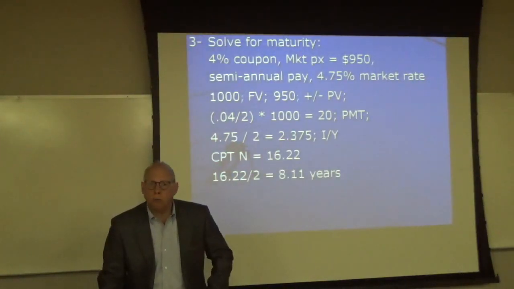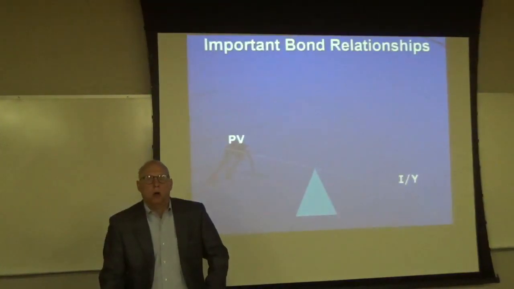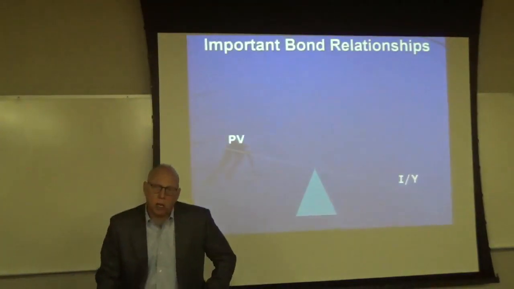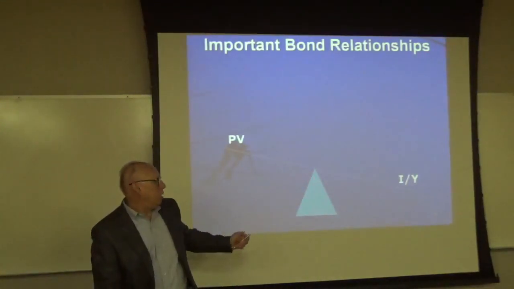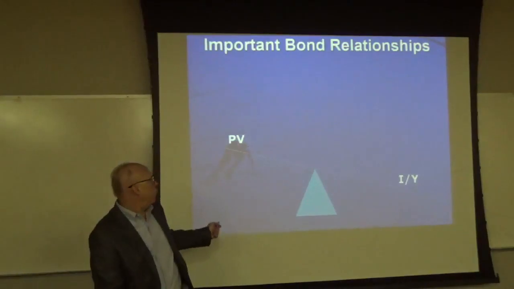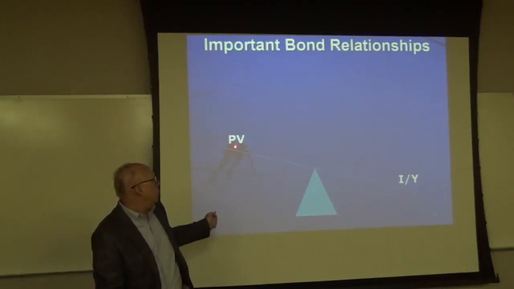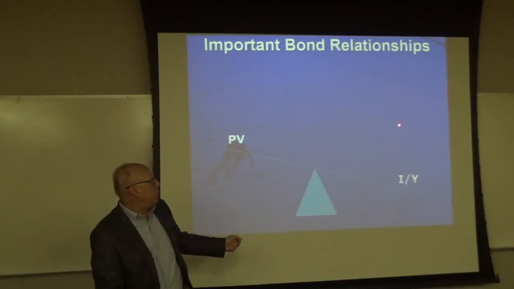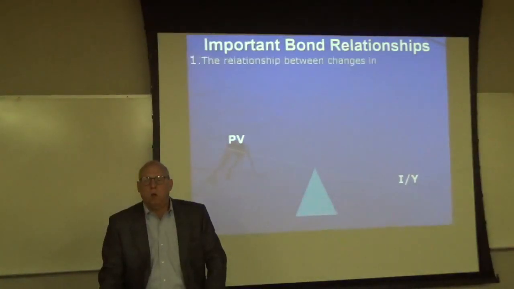Okay, so I hope you're working along with me. I hope you're using your calculator, working along with me. All right, now let's look at some concept questions. And when I was in your seat, we used this picture of the seesaw where we have the present value of the market price of the bond on one end and the IY, the market rate, on the other end. And so when rates go down, present value goes up, and when rates go up, present value goes down. So there's an inverse relationship between present value and IY.